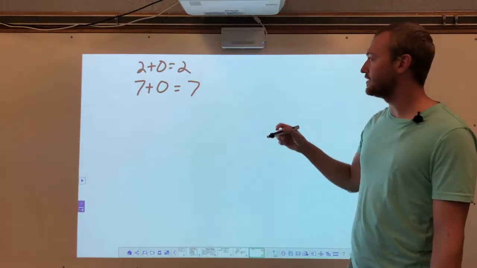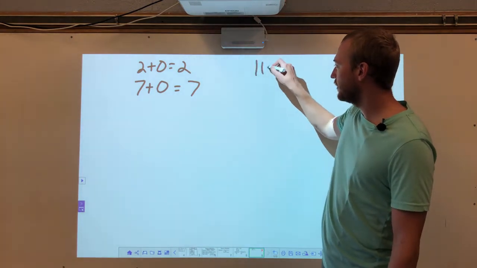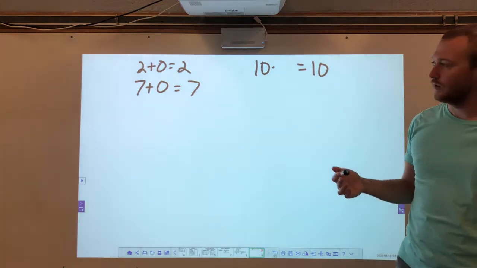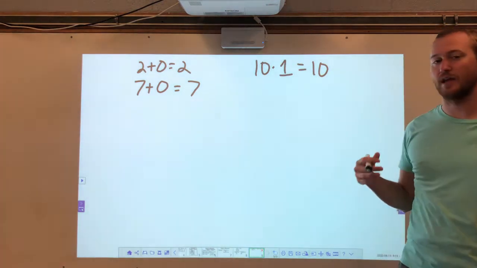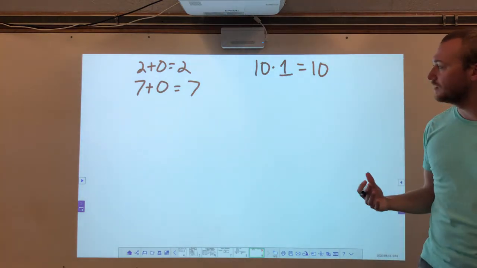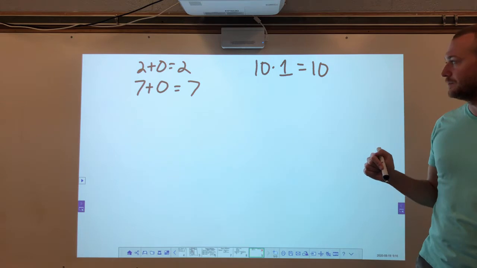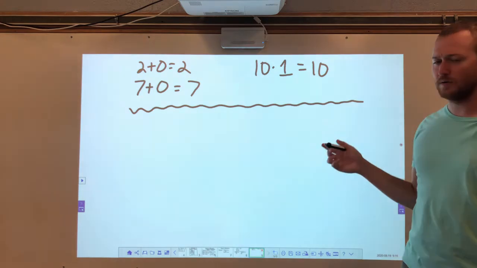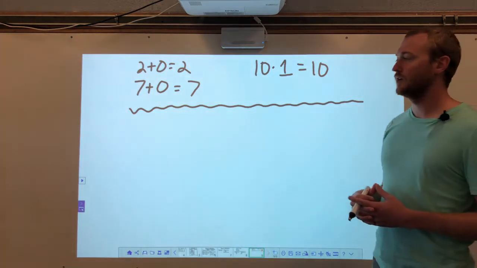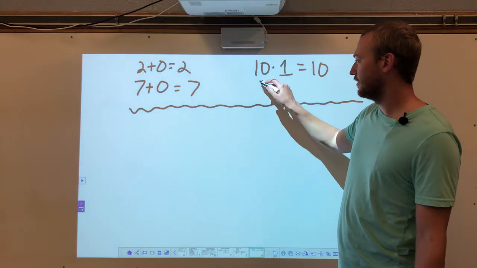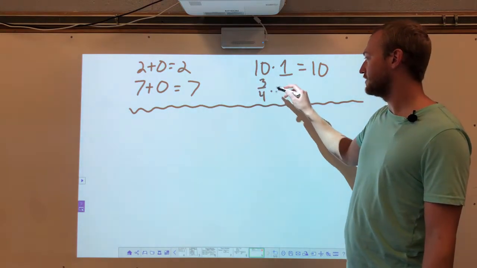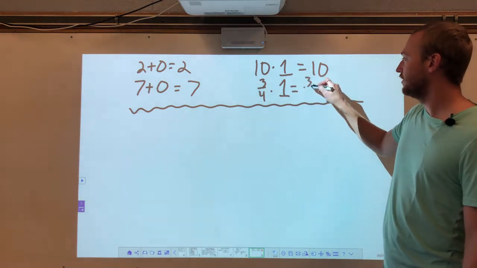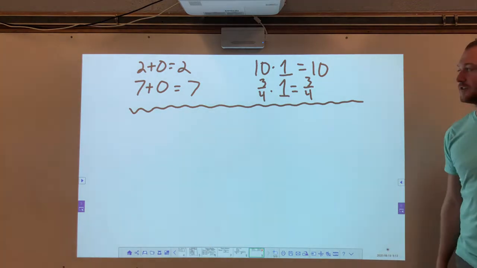If I want to do the multiplicative identity, let's do 10. 10 times what number is going to give me 10? Well, if we multiply 10 by 1, again, 1 is the multiplicative identity, we'll get 10. And just so we're clear, I've been using nice real numbers, but if we did something like 3/4 times 1, this is still 3/4, right? Doesn't change.